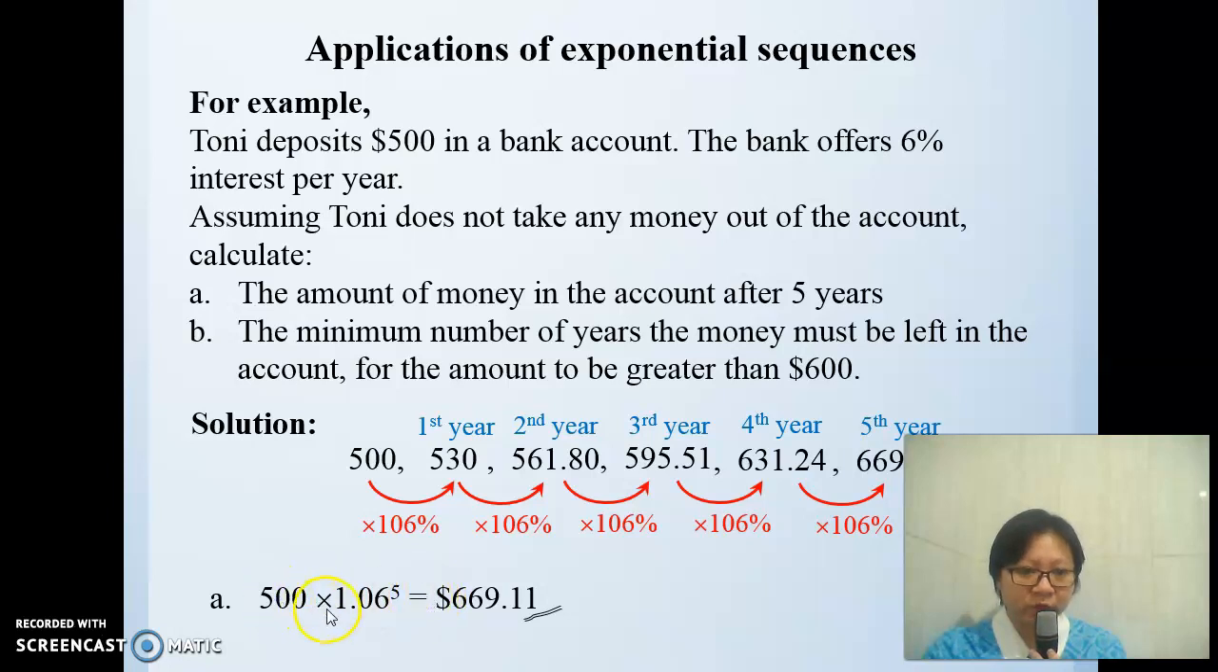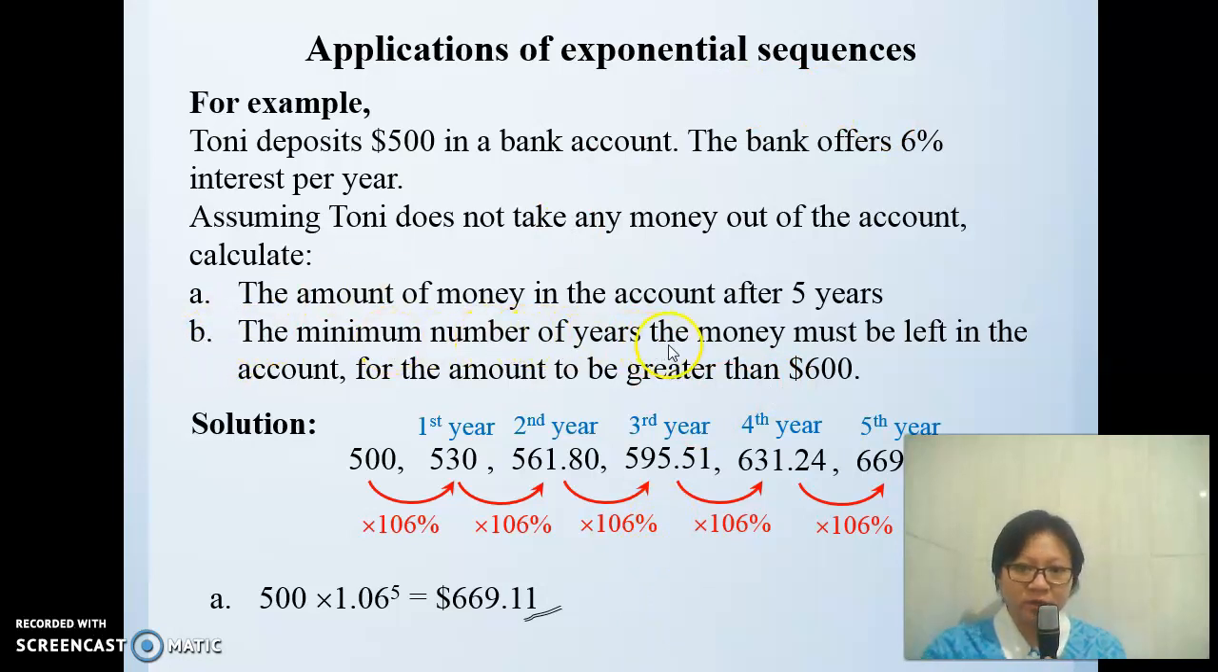So 500 times 1.06 to the power of 5 equals $669.11. Underline your final answer twice. Okay. This is the difference between using the nth term formula in geometric sequence and in real life examples. Okay, let's answer question B.